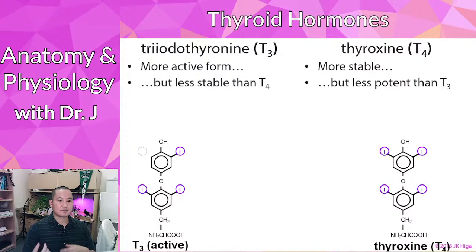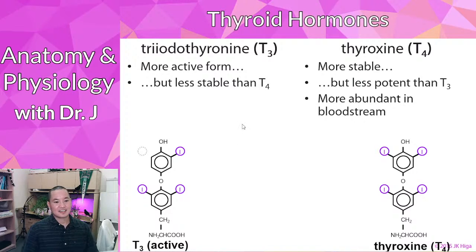And the cool thing is that your cells have enzymes that can convert T4 from its storage form to its more active form, T3. But that's a little advanced, though if you're going into medicine, you definitely gotta know this. T4 is more abundant in the bloodstream because it's more stable. So it is an ideal storage form, and then your cells can convert it to T3 if they need it.